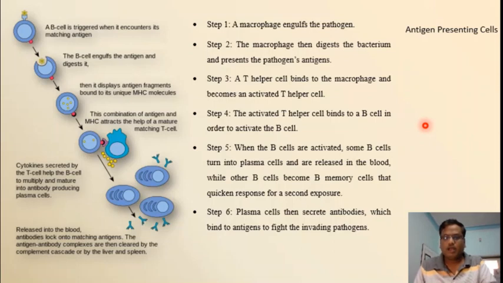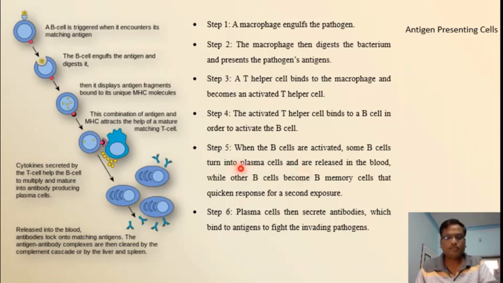Now remember, there are different types of B cells circulating in the lymph and blood, and the T helper cell is going to bind to a specific type of B cell. Once the binding between the T helper cell and the specific B cell occurs, it will lead to the activation of the B cell. When the B cells are activated, they are converted into plasma cells. Actually, two kinds of cells are produced here. A few of the cells are going to remain as memory cells, and most of the cells are going to become plasma cells.